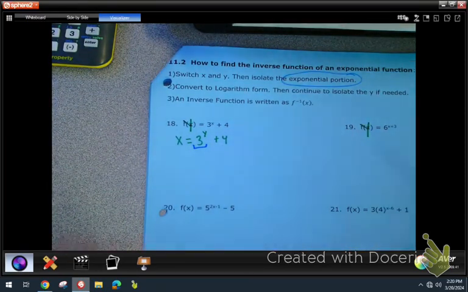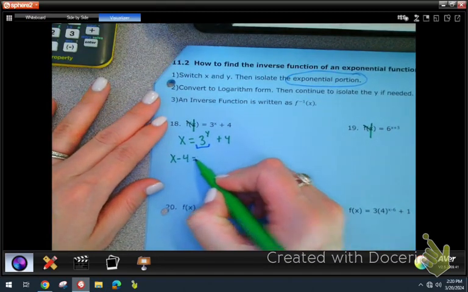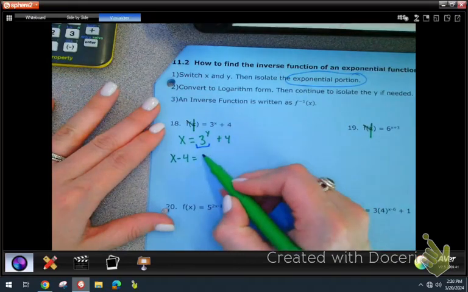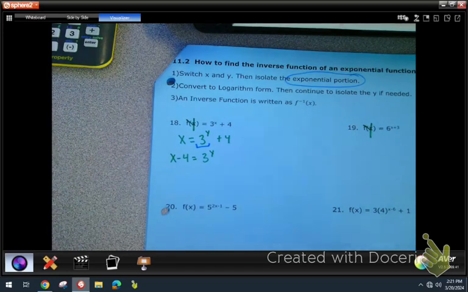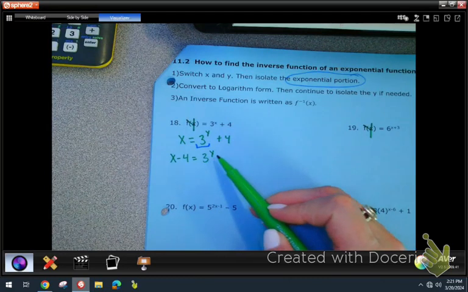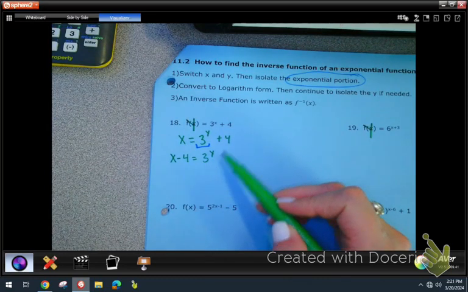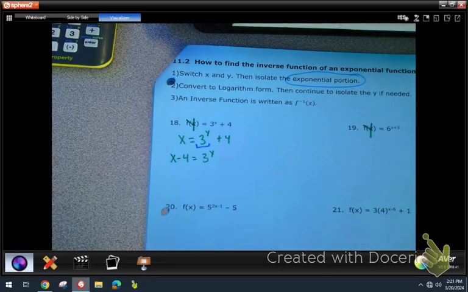So how do I move a plus 4? Subtract 4. So you may have a few steps at the beginning just to get that exponential part by itself. And your exponential part could be more complex. It just depends on the problem. So now I have x minus 4 is equal to 3 to the y. Now, my goal is to isolate y. And so to get y, remember what I kind of said about levels, to get y out of that exponent spot, I'm going to take a log. Okay, I'm going to convert to log form.